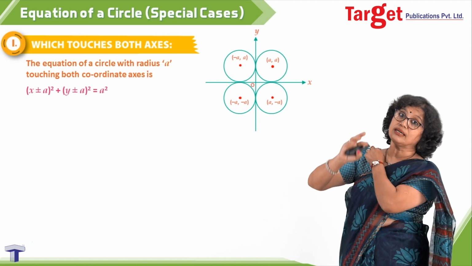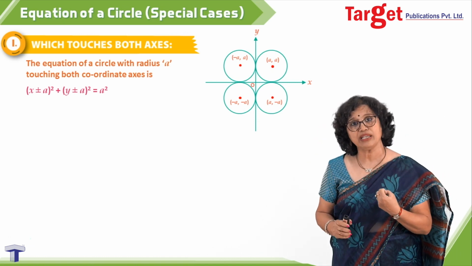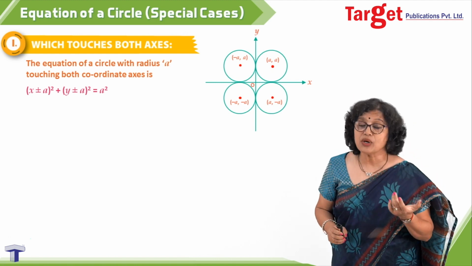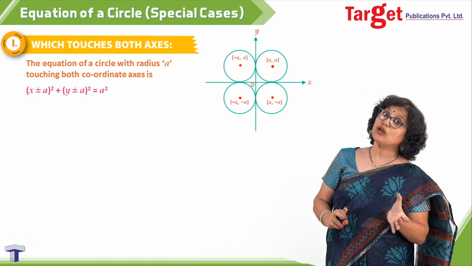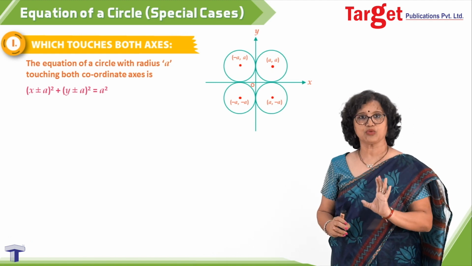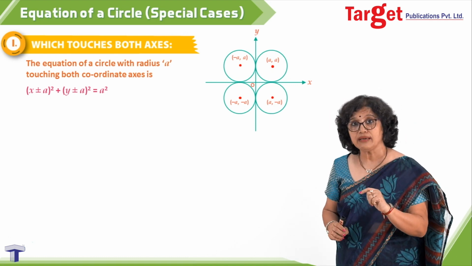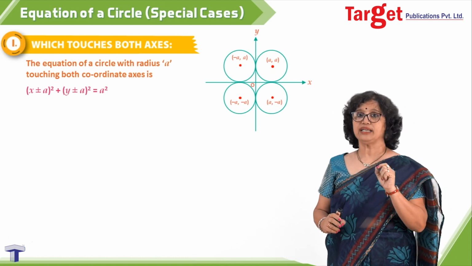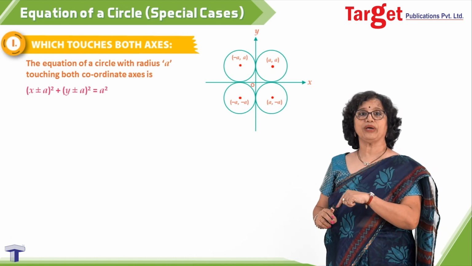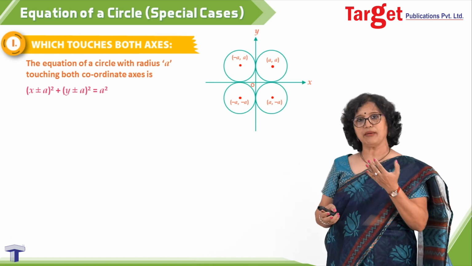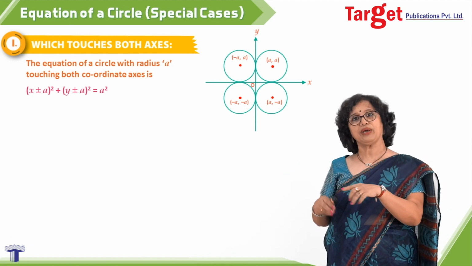Now, if your circle is in the first quadrant, then the equation would be (x minus a) whole square plus (y minus a) whole square equal to a square. If your circle is in the third quadrant, it would be (x plus a) whole square plus (y plus a) whole square equal to a square. If you are in the second quadrant, the x coordinate is minus a, so (x plus a) whole square plus (y minus a) whole square equal to a square. And the fourth quadrant would become (x minus a) whole square plus (y plus a) whole square equal to a square.